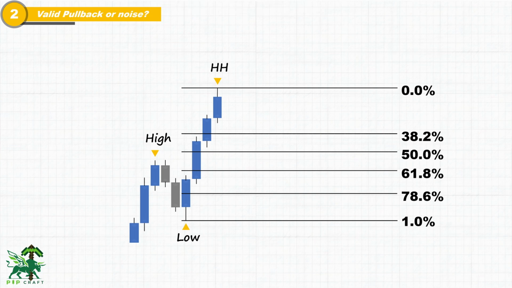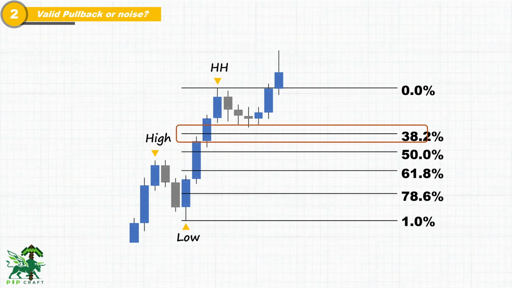For a pullback to be considered valid, it must retrace at least to the 38.2% level. If the price doesn't reach this level and continues higher, it's often just internal volatility, a weak reaction with no real correction behind it. These shallow moves are unreliable and can lead to false signals. By waiting for a pullback to hit the 38.2% level or deeper, we ensure that we're only reacting to meaningful corrections, not just market noise.